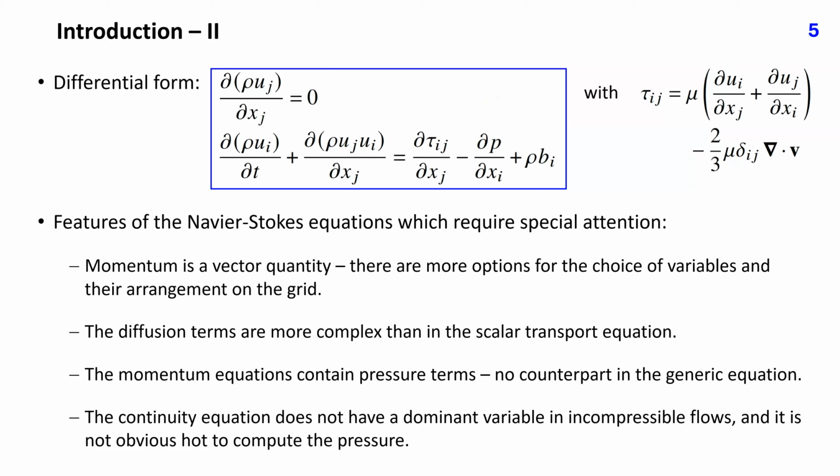By comparing these equations with the generic scalar transport equation shown in slide 15 of lecture 3, we can identify the following features of the Navier-Stokes equations which require special attention. Because the momentum is a vector quantity, there are many options for the choice of variables, that is velocity components, and their arrangement on the grid. The diffusion terms are more complex than in the generic scalar transport equation. The momentum equations contain pressure terms which have no counterpart in the generic transport equation. And the continuity equation does not have a dominant variable in incompressible flows, and it is not obvious how to compute the pressure. We shall discuss these features in the following slides.